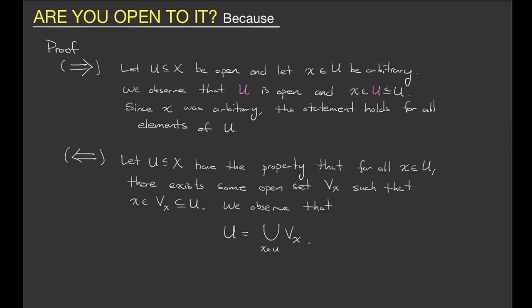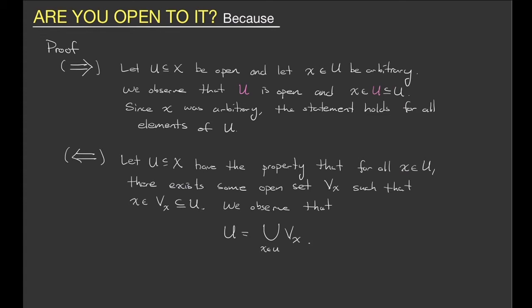Why is that true? Well, each of these Vx are contained in U by the property that we have, the antecedent property, or the premise, if you will. Each of them are contained in U. So you take the union of all of them, they're all contained in U, they're going to be collectively contained in U when you take the union. And it's going to include everything, because for each element x in U, you've got a Vx. So there's no element that you're missing. Therefore, U is equal to this.